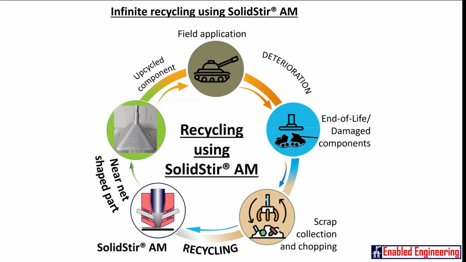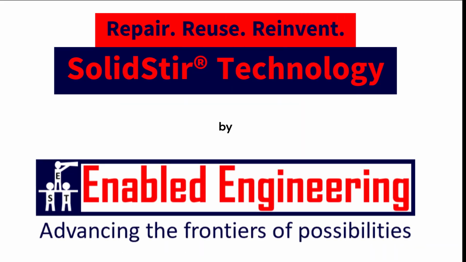Beyond manufacturing new components, SolidStir allows broken or worn-out parts to be cut up and recycled as feedstock, producing new parts or extruding them into profiles, rods, and wires. These outputs can then serve as feedstock for welding or conventional additive processes. By recycling existing components, SolidStir makes repair operations more efficient and sustainable.